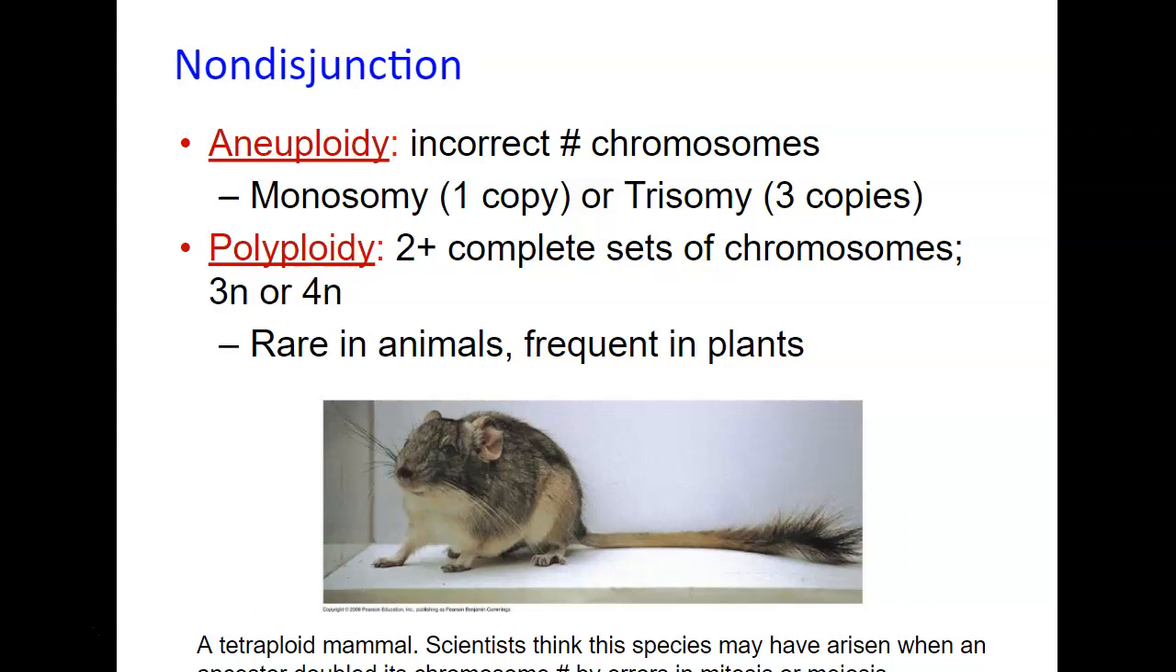Polyploidy is a little bit different. Poly means many, so you actually have an extra set. Instead of having 2N and being diploid, you might have 3N or 4N. That's a huge gene dosage problem because you have a whole extra set or 2, which means that it's really rare in mammals, or really animals altogether, but it happens a lot in plants.